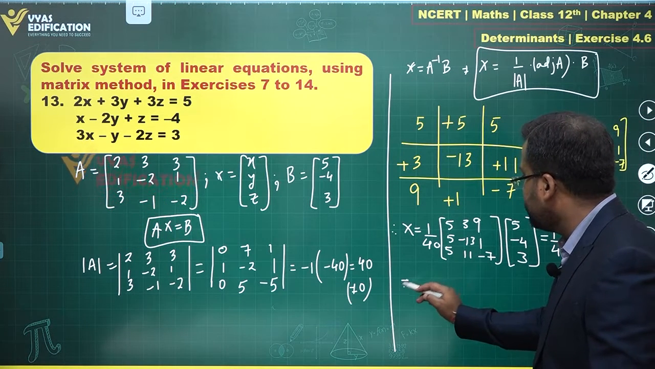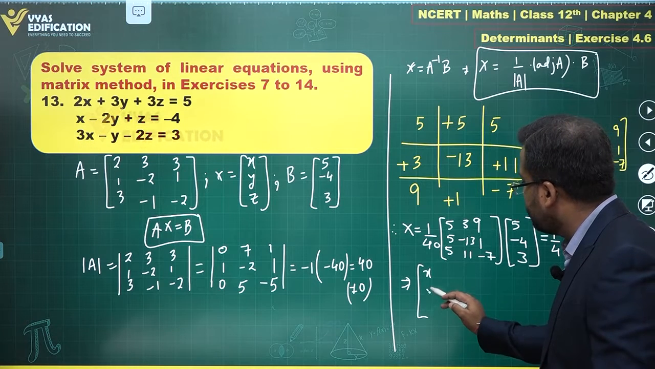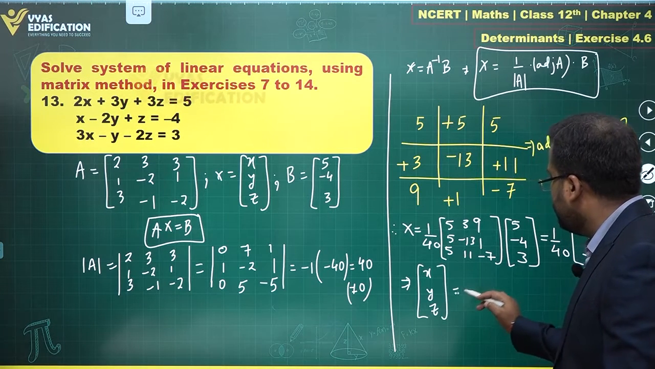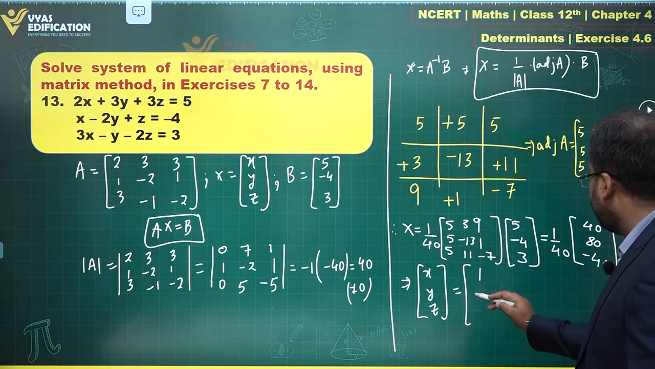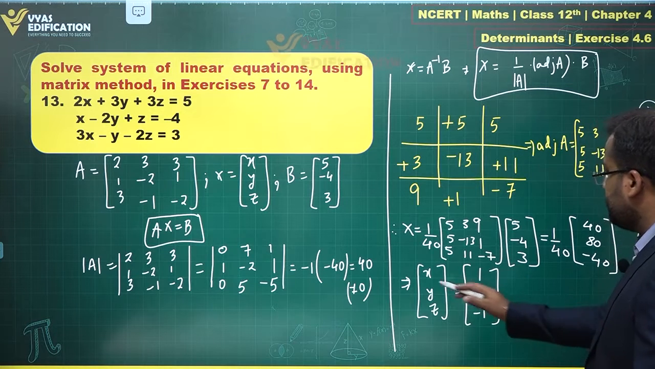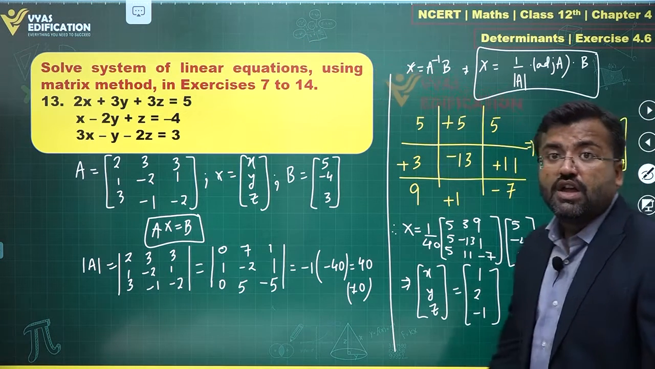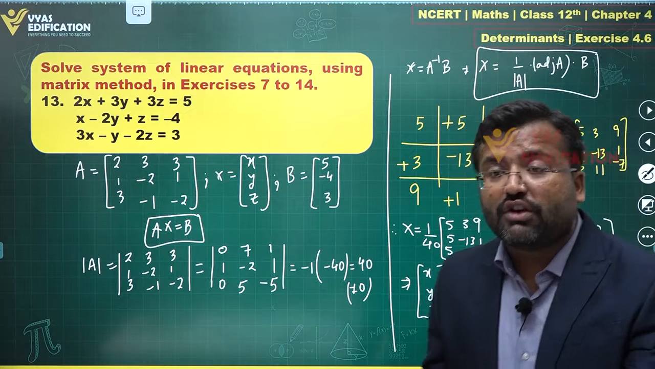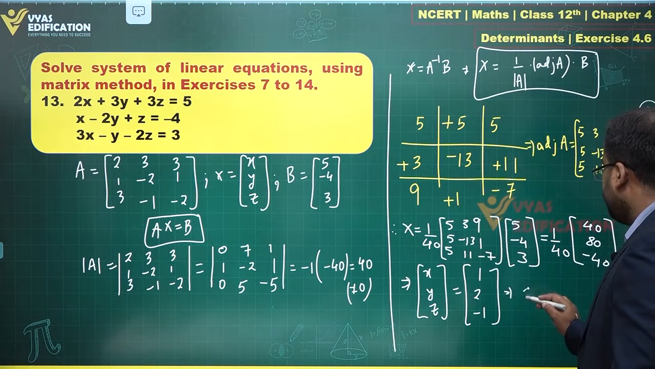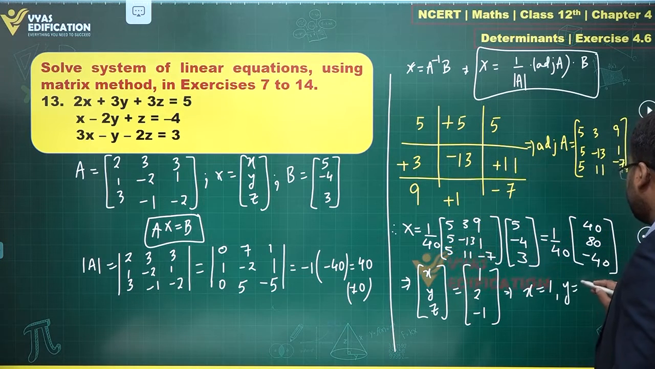Okay, so therefore, this gives me that this matrix X, Y, Z is equal to this matrix over here, 40 divided by 4, 1, 2 and minus 1. This gives me X equal to 1, Y equal to 2, Z equals minus 1. And don't forget to check your answer. So, X equals 1, Y equals 2, Z equals minus 1 is the answer.